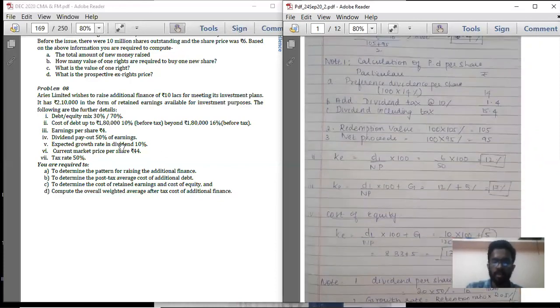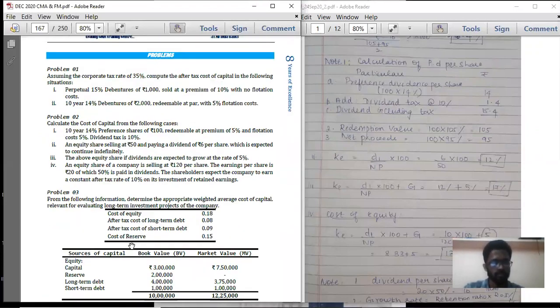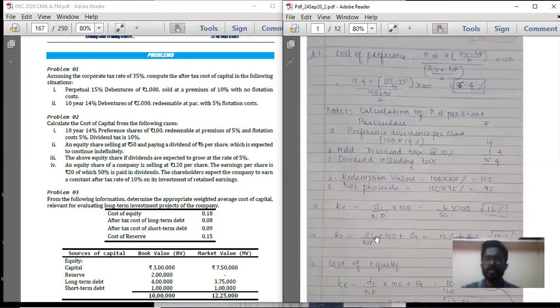Now the last problem, that is problem number 2, is left in this cost of capital. It is very simple. If you do it yourself, you can easily complete this problem number 2. What we have done in all the problems, in this problem number 2 also, we should calculate the cost of each capital. These are 4 different cases. Using that we should calculate the cost of capital. Calculate the cost of capital from the following.